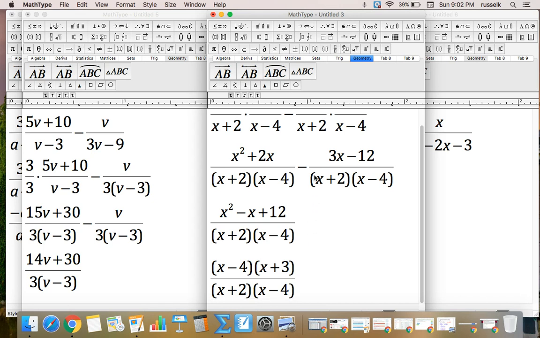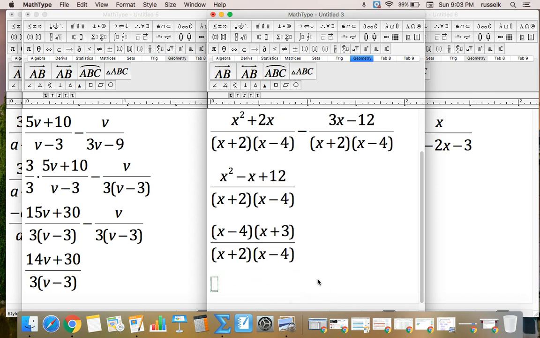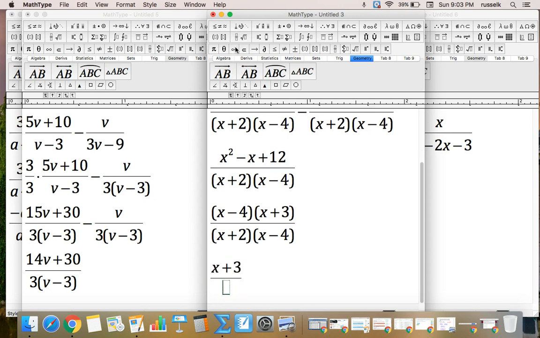Once again, you cannot cancel in earlier steps because of the plus or minus in between those two fractions. When we cancel the x minus 4s, we're left with x plus 3 on the top, x plus 2 on the bottom. It's very tempting to cancel those x's. Once again, those are not factors. It's x plus in each case, so it's not x times. So that is your final answer.